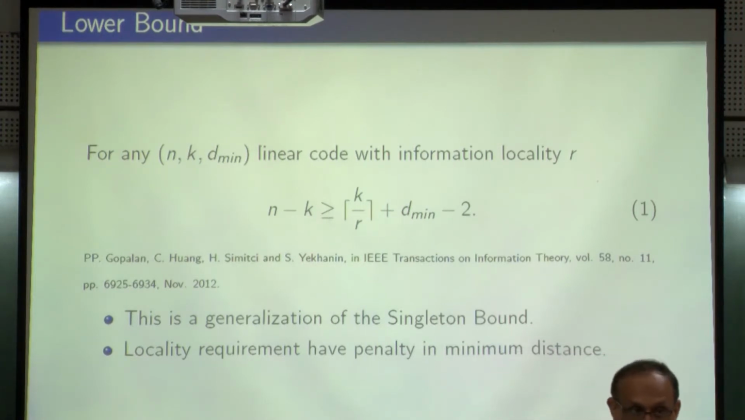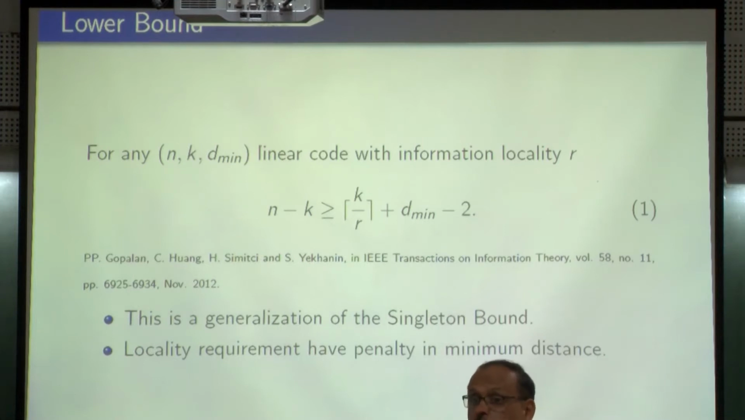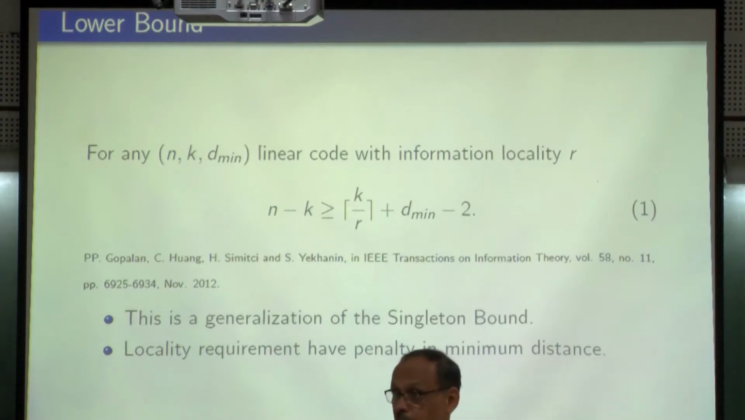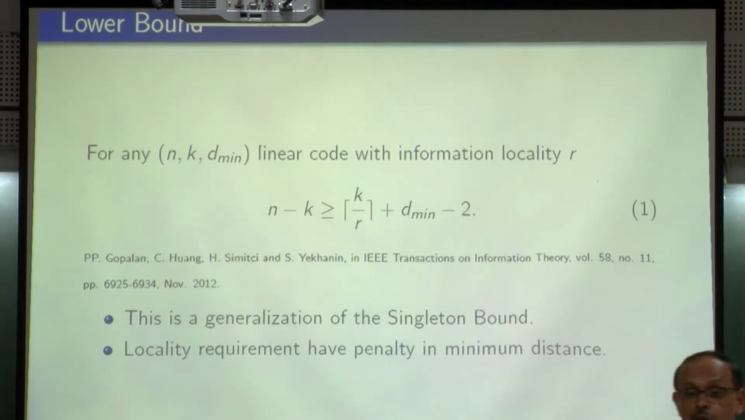So this is a generalization of the Singleton bound for Reed-Solomon codes, but because now you insist that some of the symbols should have a locality r, you start paying some penalty, and as you want a little more locality the penalty starts increasing. So you can't achieve both locality and the Singleton bound minimum distance. Forcing locality on an MDS code means there is a minimum degradation in the distance that you need to tolerate. Okay, is that idea clear?